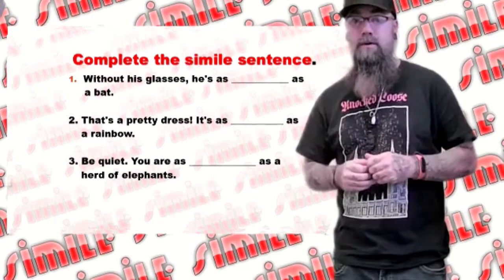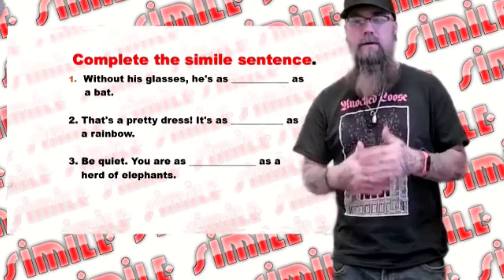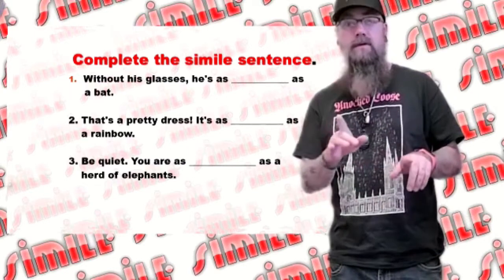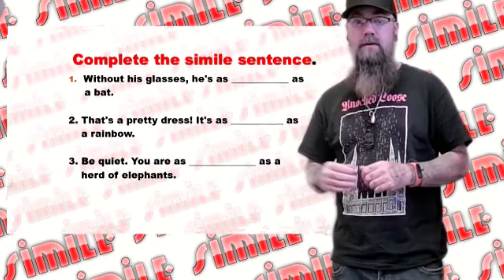All right, now we're gonna go over some examples that have a blank in them. There's already a simile there. We're gonna try to figure out what's gonna go in that blank. These you've probably heard of before. Some of them are pretty common similes. Let's go over them together.